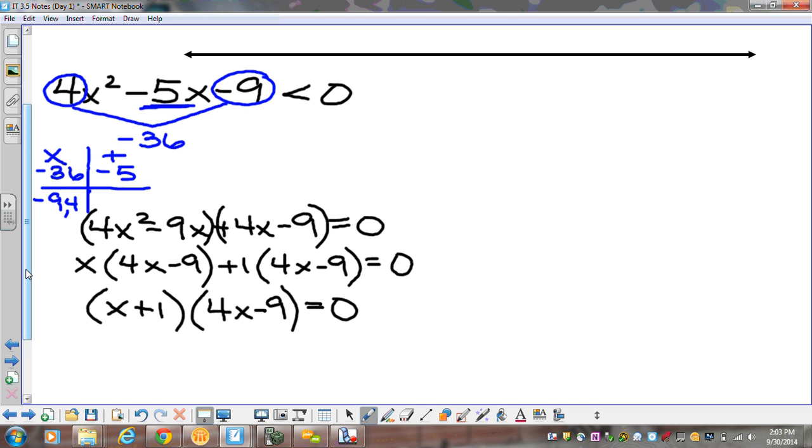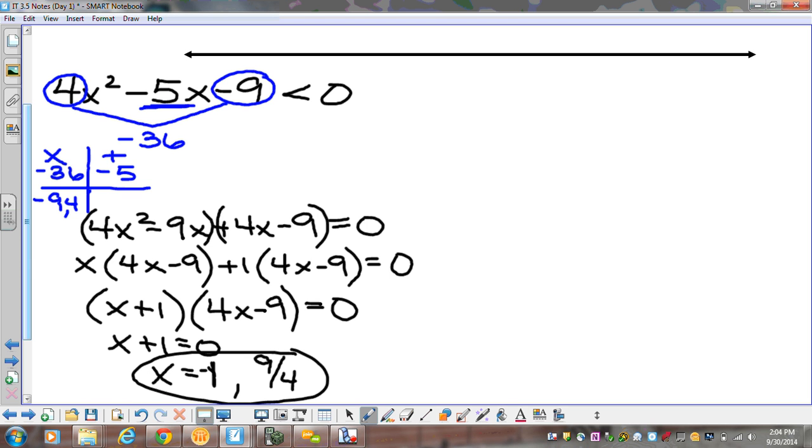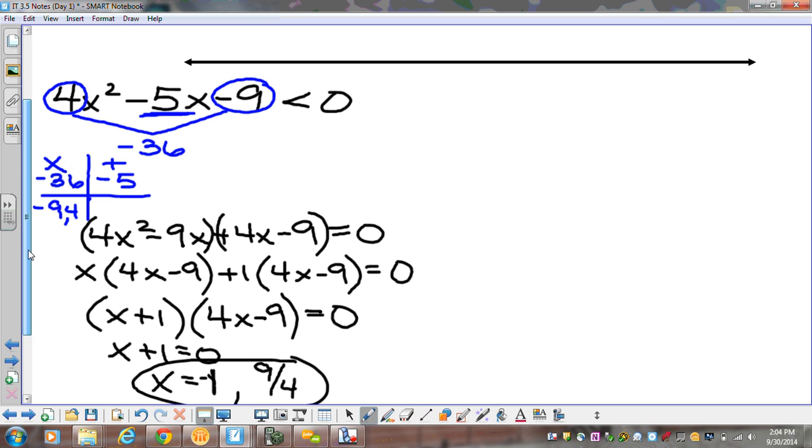All right, so if I set x plus 1 equal to 0 and solve, what do I get? Negative 1, there we go. And if I set 4x minus 9 equal to 0, what do I get? You get 9/4. Now, guys, for graphing purposes, what is 9 over 4? 2.25, 2 1/4. So let's go ahead and plot these critical values on my number line. So I got my 0 right here in the middle.